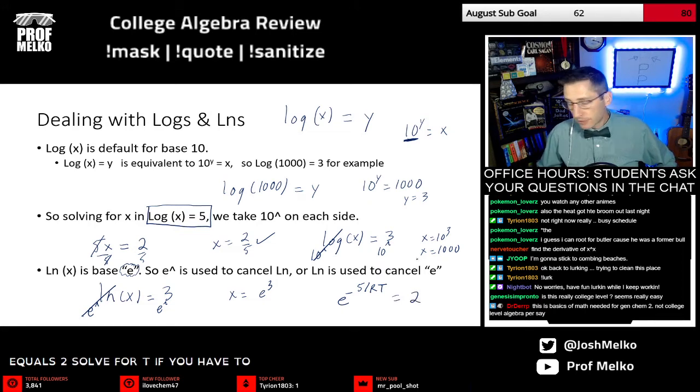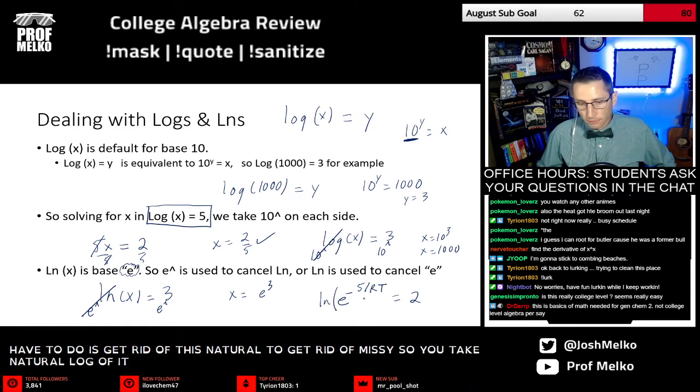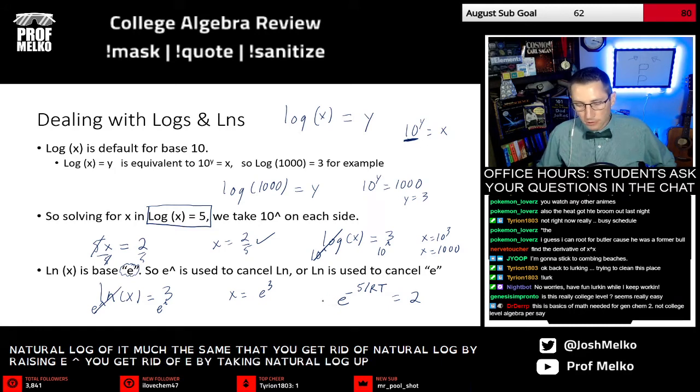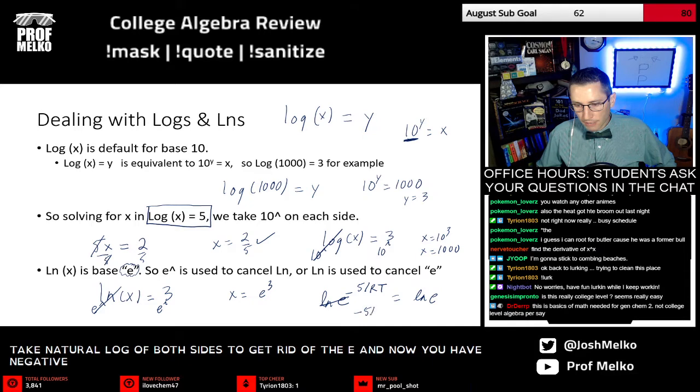And if you have to solve for t here, the first thing you have to do is get rid of this e, so you take natural log of it, right? And much the same that you get rid of natural log by raising e to the power of, you get rid of e by taking natural log of. So you would take natural log of both sides to get rid of the e, and now you have negative 5 over RT equals this number, ln of 2.